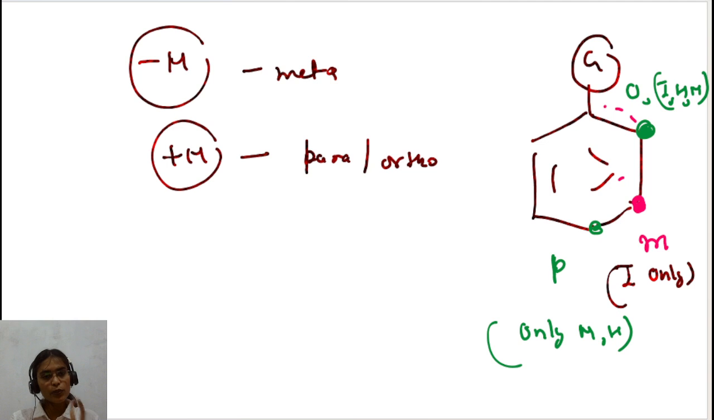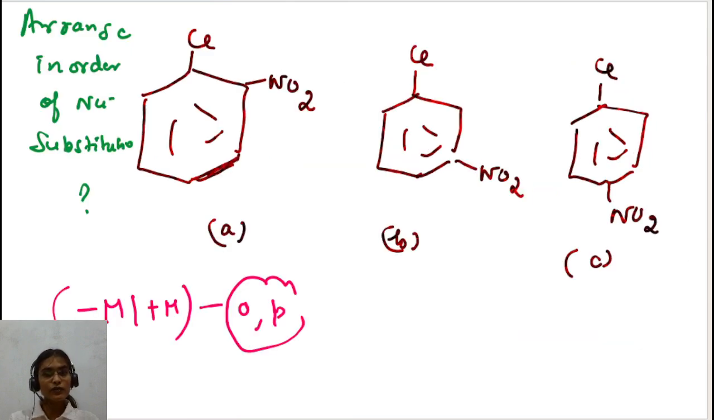So at the ortho position, all three effects. At the meta position, only inductive. At the para position, hyperconjugation and mesomeric only. Okay, so let's go back here. Now let's try to find the answer for this question.